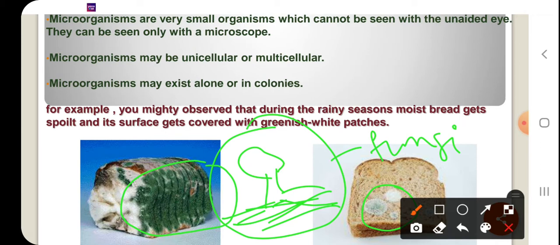Or else you can even take curd, a small droplet of curd, scrape it on a glass slide, add methylene blue to it, and observe that under a microscope. There you can find the bacteria.